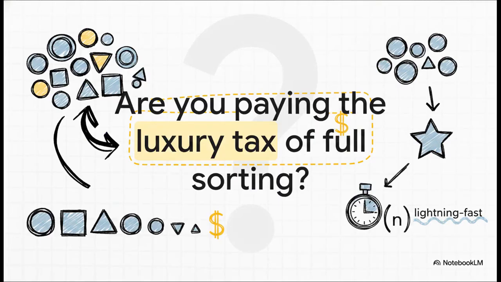So I'm going to leave you with this thought to chew on as we wrap up this explainer today. If we can use algorithms like the median of medians to guarantee lightning-fast O of n selection without fully sorting our massive datasets, how often in your own code are you paying the luxury tax of full sorting? Next time you reach for a blanket sort function, maybe ask yourself if a clever deterministic selection is really all you need.